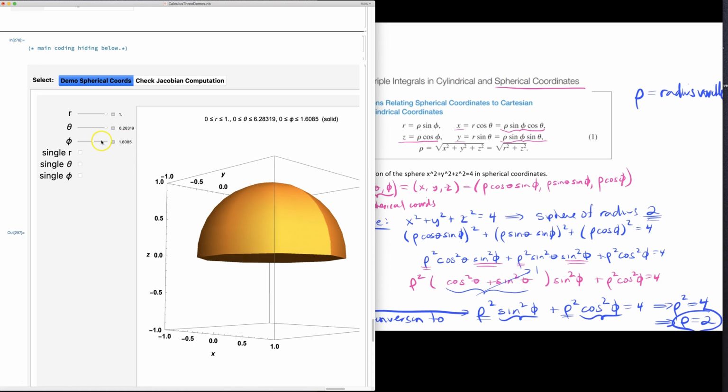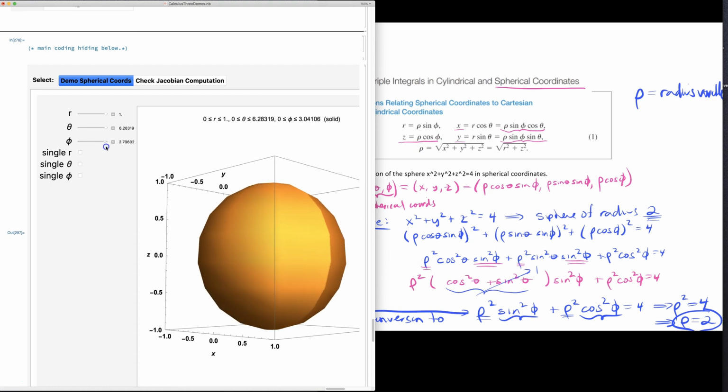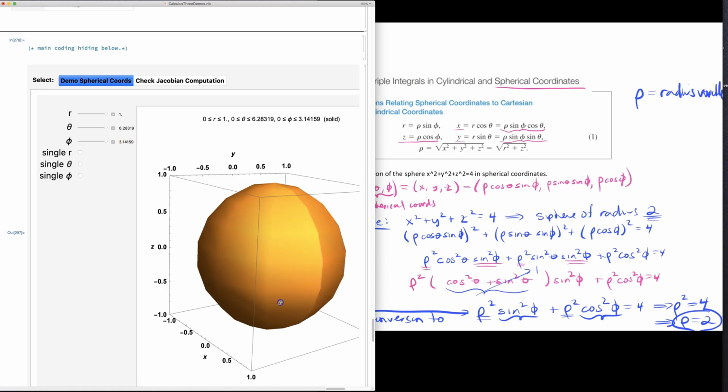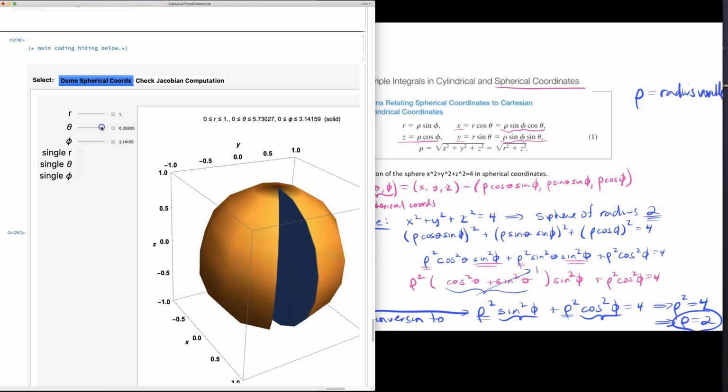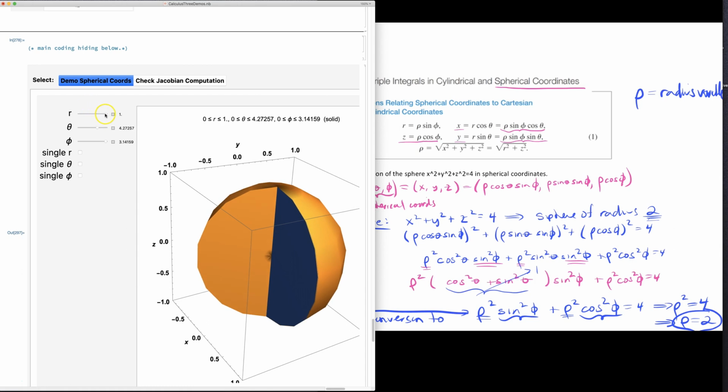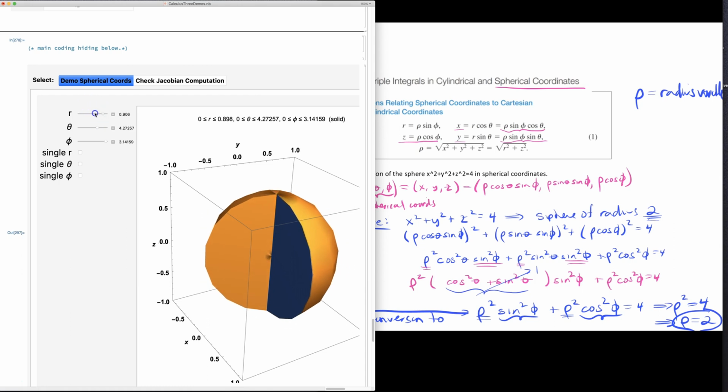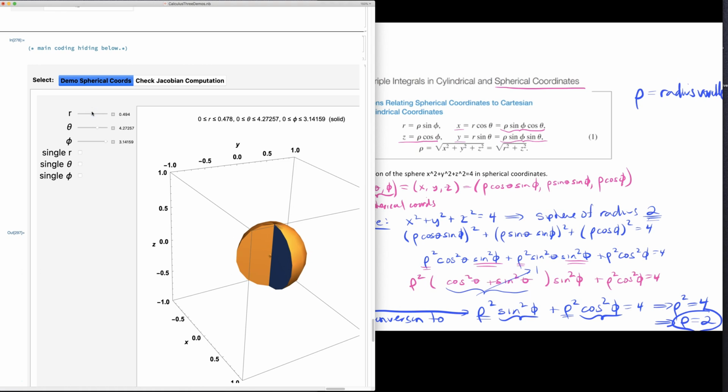And if phi continues on, if phi equals pi over 2, and if phi gets to be equal to pi, 3.14, we now have our sphere. And if theta is less than 2 pi, so this is 6.28, if we let theta get a little bit smaller, we can now see our sphere opening up, and the radius rho changes the radius of that sphere.